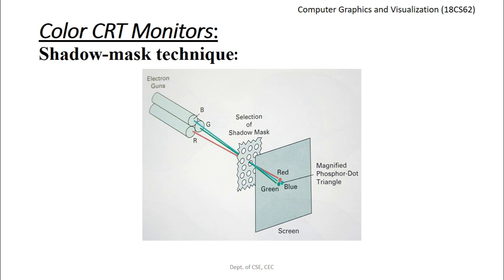That is about the CRT monitors. We discussed the components, we discussed the working mechanism, and now we discussed the different techniques for generating colored images in a CRT, and we also discussed the different types of CRT or the different types of displays, random scan displays and the raster scan displays.